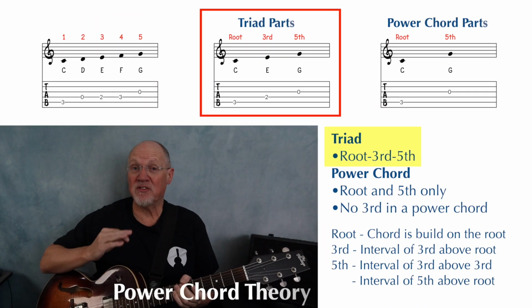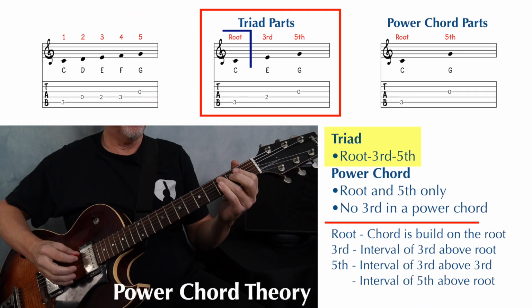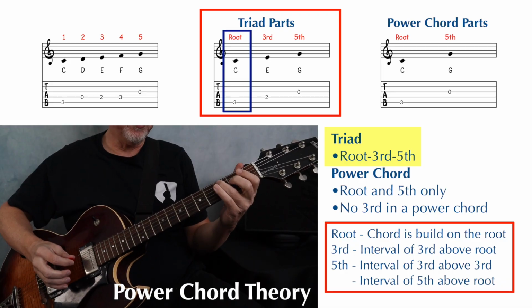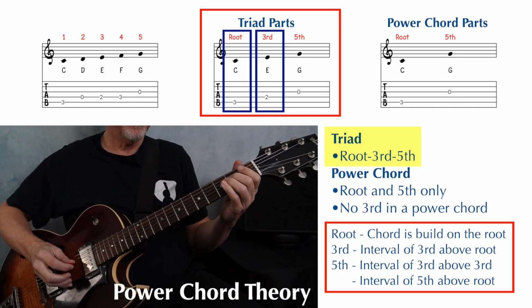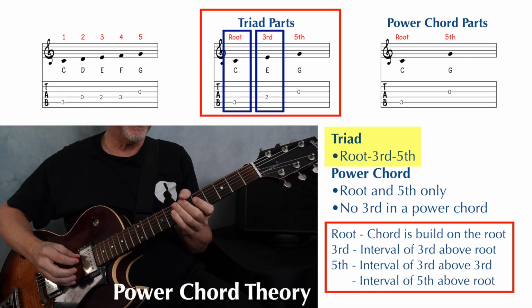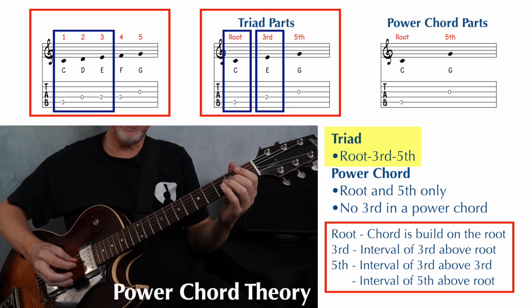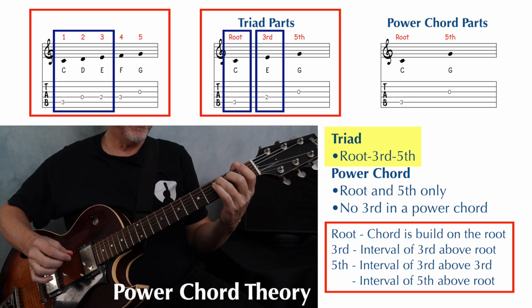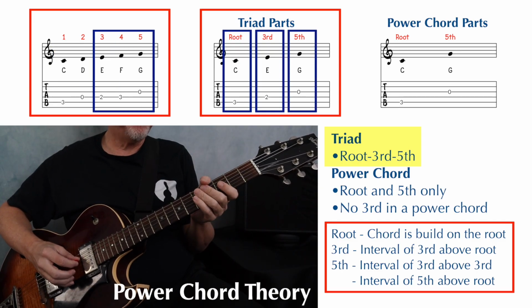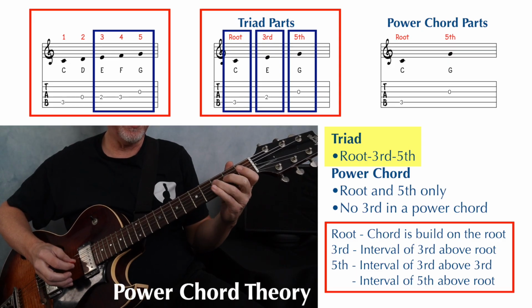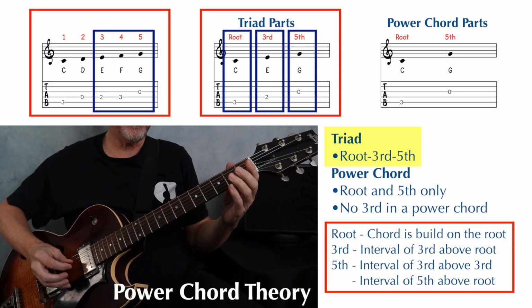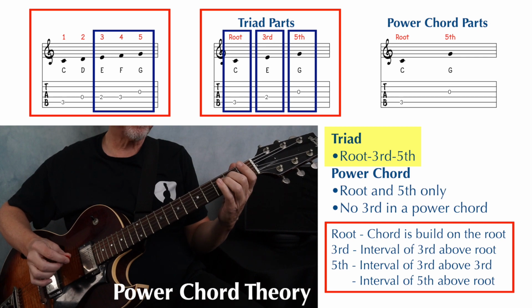A triad has a root, a third, and a fifth. The root is the note a chord is built on. The third is the interval of a third higher than the root. C, D, E, 1, 2, 3, C to E is a third. The fifth is the interval of a third above that. E, F, G, 1, 2, 3, there's another third.